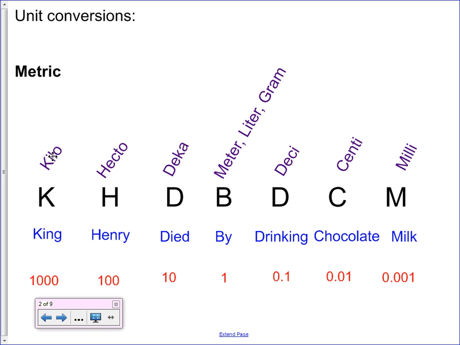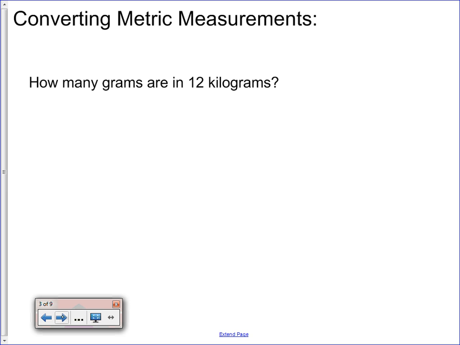Your measurements: the kilo is 1,000 when my base, which is my meter, liter, or gram, is 1. And I would just pause the video here just so you can get all of this information written down. All right, let's take a look at a couple of examples.